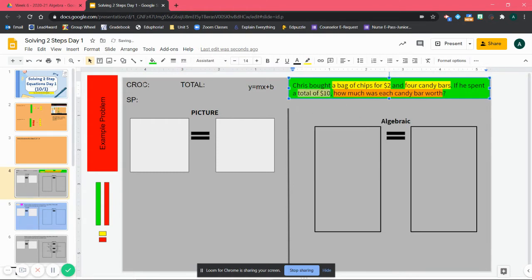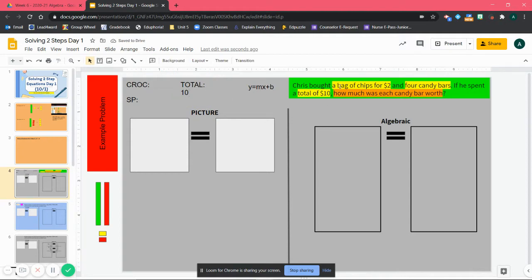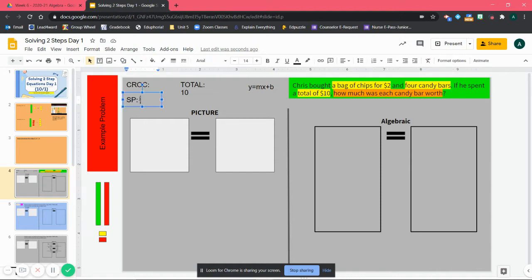And then I'm going to go over here and fill out that information. Well, I know the total kind of sticks out to me, which is going to be 10. Now, he bought one bag of chips. Since I know how much that was, that's going to be my starting point. I know I start off with the $2. And since the 4 candy bars is what I'm trying to look for, my constant rate of change is going to be 4.